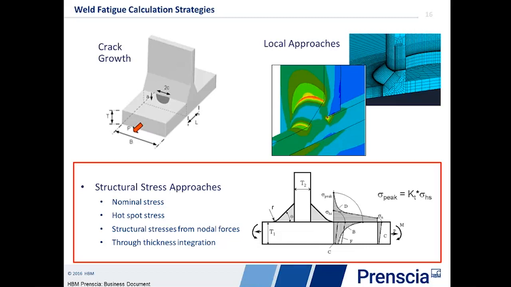And here we're going to attempt to measure stresses going into our weld and use those as a damage measure to pair along with what we'll see as a component SN curve. There's a variety of these structural stress methods. We'll go through these quickly: the nominal stress, hotspot stress, nodal force stress, and through thickness integration.